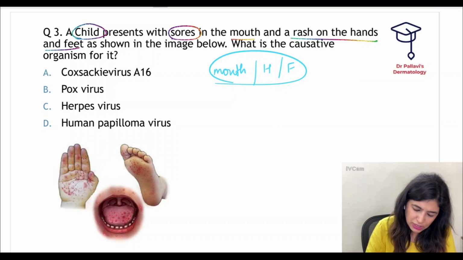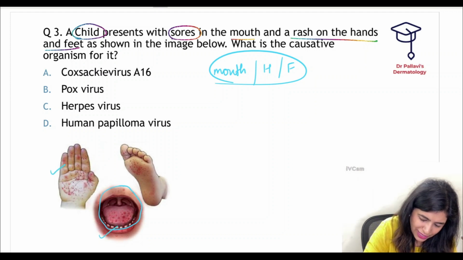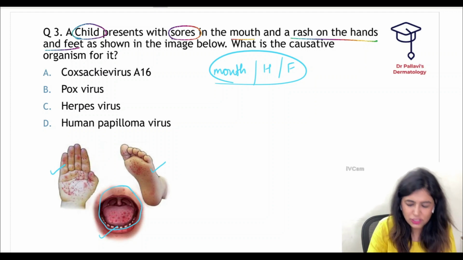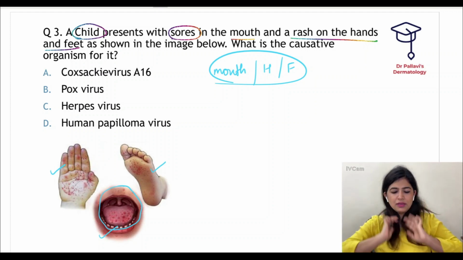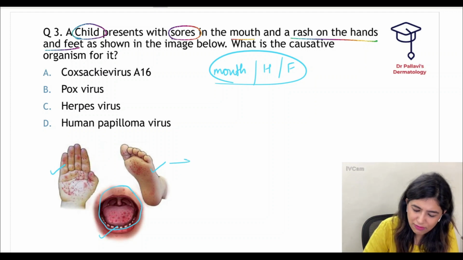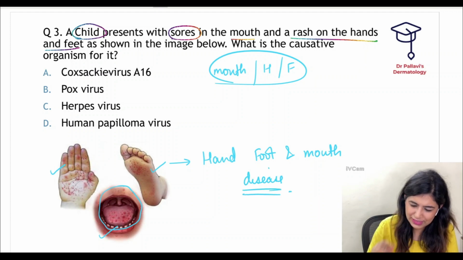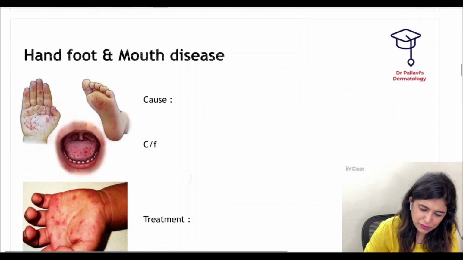Coming to the image, what you see is some tiny vesicles and aphthae in the oral cavity, a rash on the hands, a rash on the feet. I don't even need to remember the name of the disease; the disease itself is visible in this picture. It is called hand, foot and mouth disease. Caused by which virus? Tell me. I'll tell you. Don't worry.